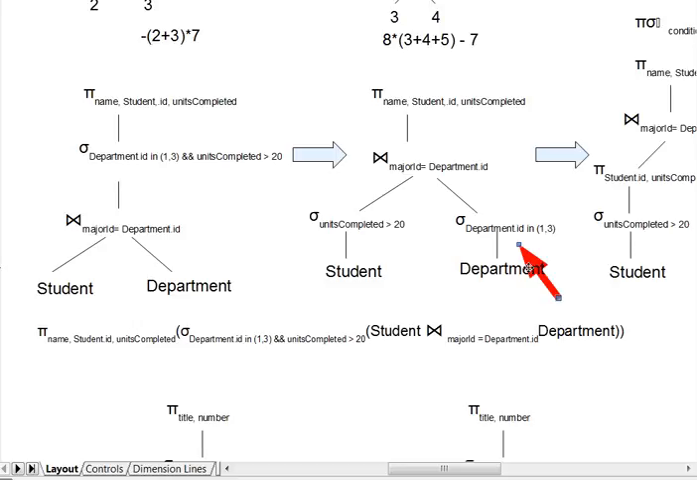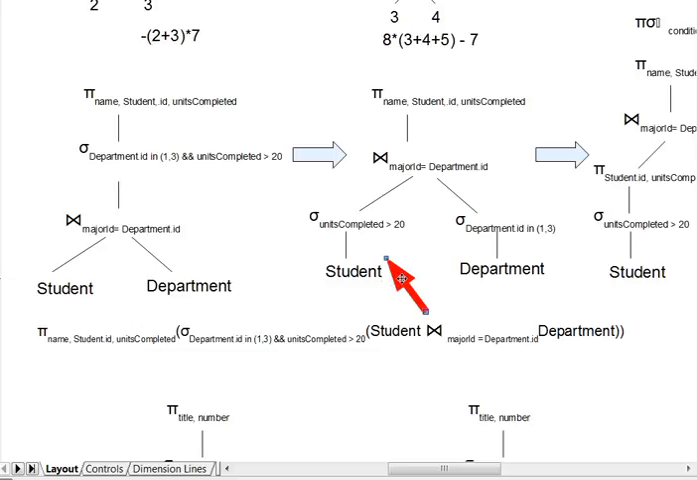Well, the answer, when you think about it, is that units completed only makes sense if applied to student, and then the department ID in 1, 3 only makes sense if applied to departments. We've broken it into two pieces that apply to the respective tables. The original selection applied to the Cartesian product of the tables. And if we push it downward in the tree to apply to the individual tables, then we need to break it up. But that brings us to the really critical question.